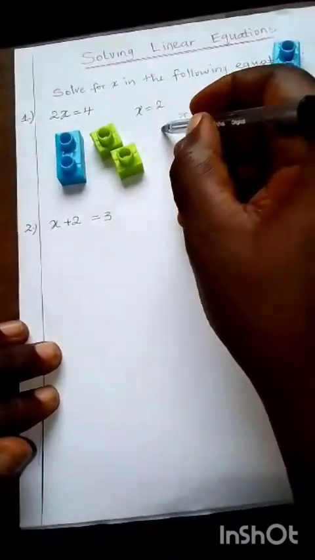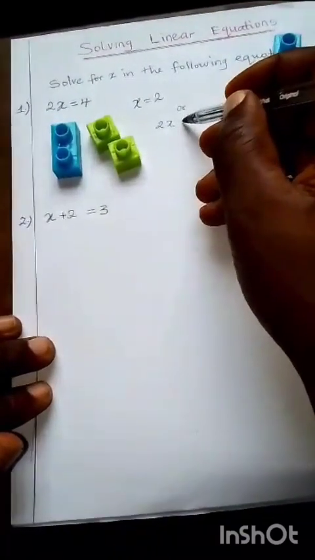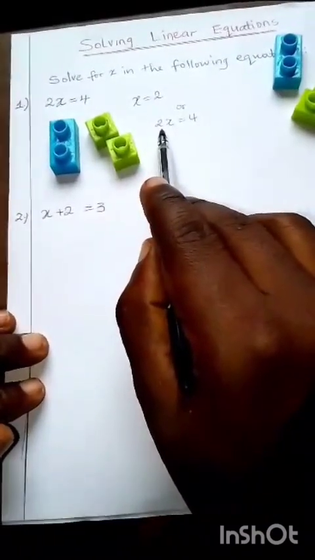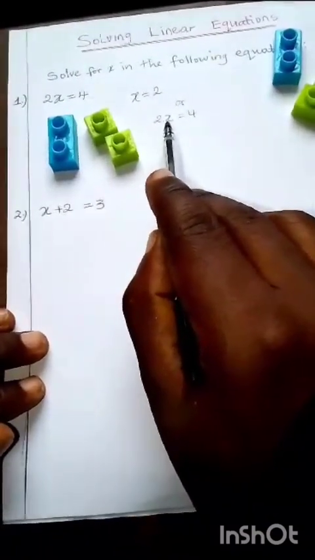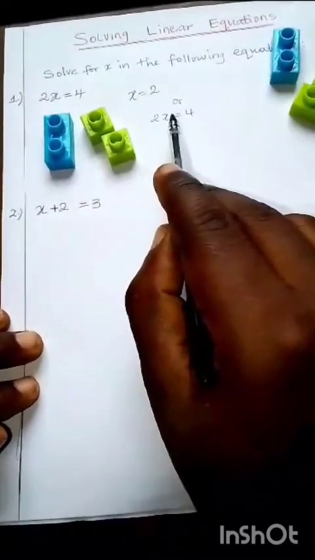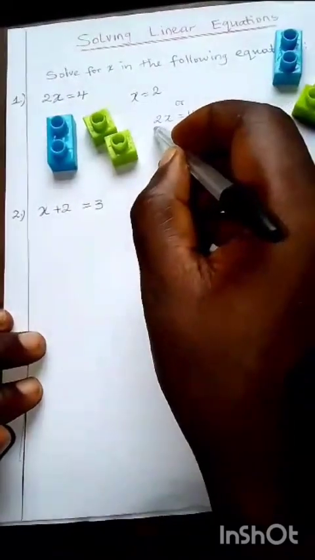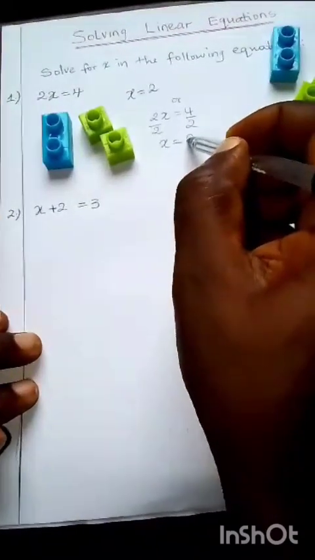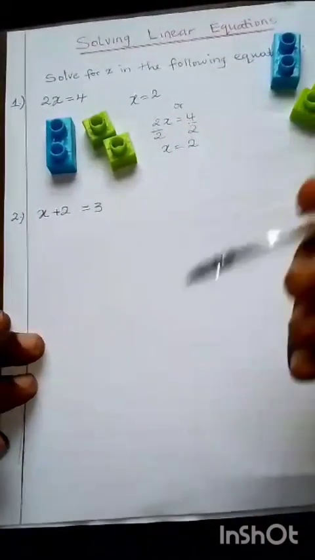Or if you are to use the rule method, 2x is equal to 4. Now, the inverse operation for multiplication is division. You divide both sides. If I divide both sides here by 2, we are going to have x equal to 2.